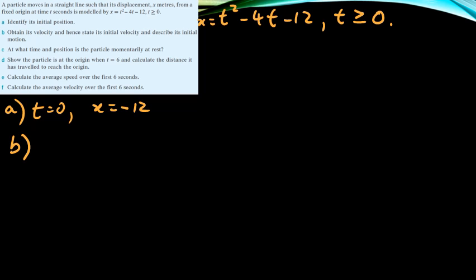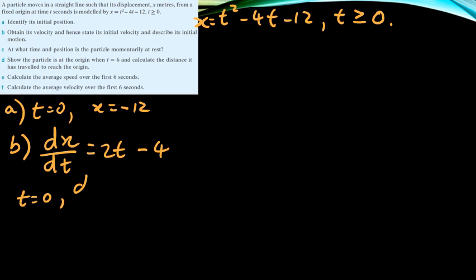Obtain its velocity and hence state its initial velocity. Now, I said before, the gradient gives you the velocity. If it just asks for velocity, then you need to actually find the derivative. So we need dx dt. So what's dx dt? 2t minus 4. So initial velocity, what's dx dt when that happens? -4. Now this says it's in meters, so it's meters per second.